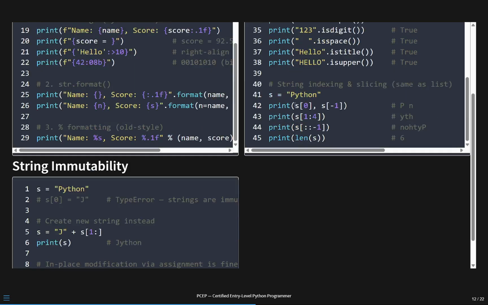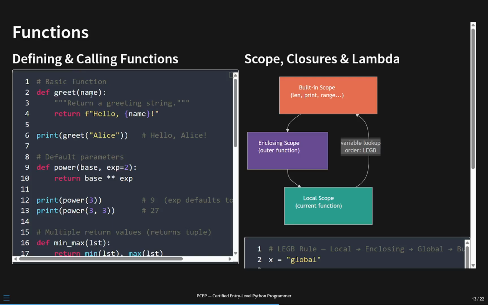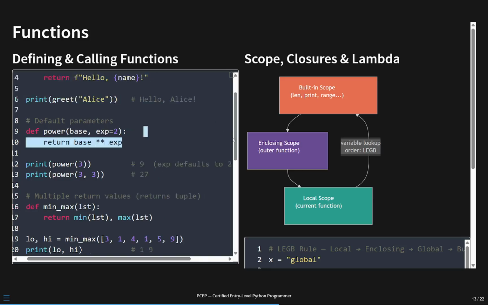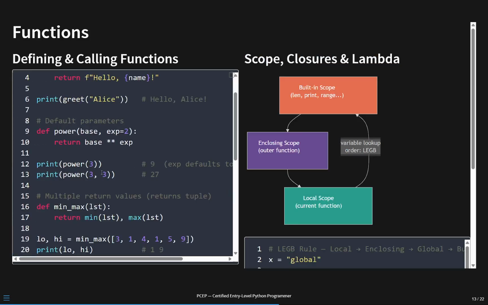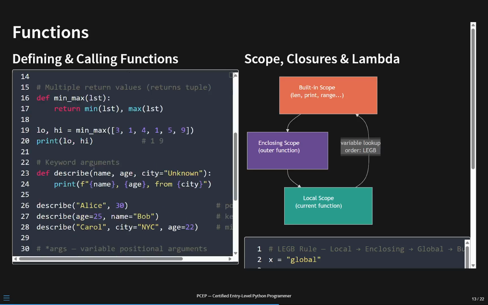Next. Functions are 28% of the exam, the second largest domain. Define a function with def, the name, parentheses, a colon, and then the indented body. The return statement sends a value back to the caller. A function without return implicitly returns None. Default parameters, def power(base, exp=2), lets you call power(3) and get 9. Default values are evaluated once, when the function is defined, not each time it's called. This leads to a famous trap, a mutable default like a list. We'll cover that in the traps slide.